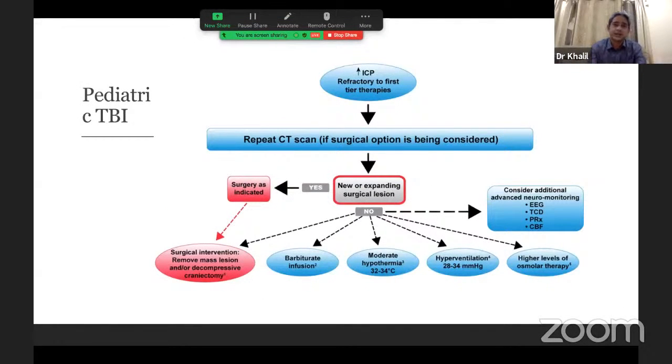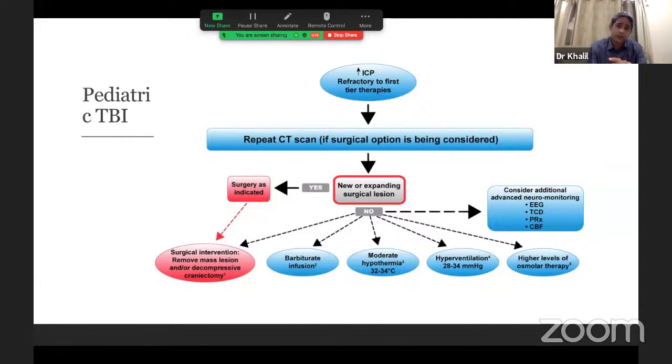Now coming to the second tier therapies, so increased ICP which is resistant to the first tier therapies or which is refractory. Repeat CT scan if surgical option is being considered. If you notice a new or an expanding surgical lesion, then surgery as indicated. Then you need to consider additional advanced neuromonitoring, like your EEG, your transcranial Doppler. But the role of transcranial Doppler in children is again debated.